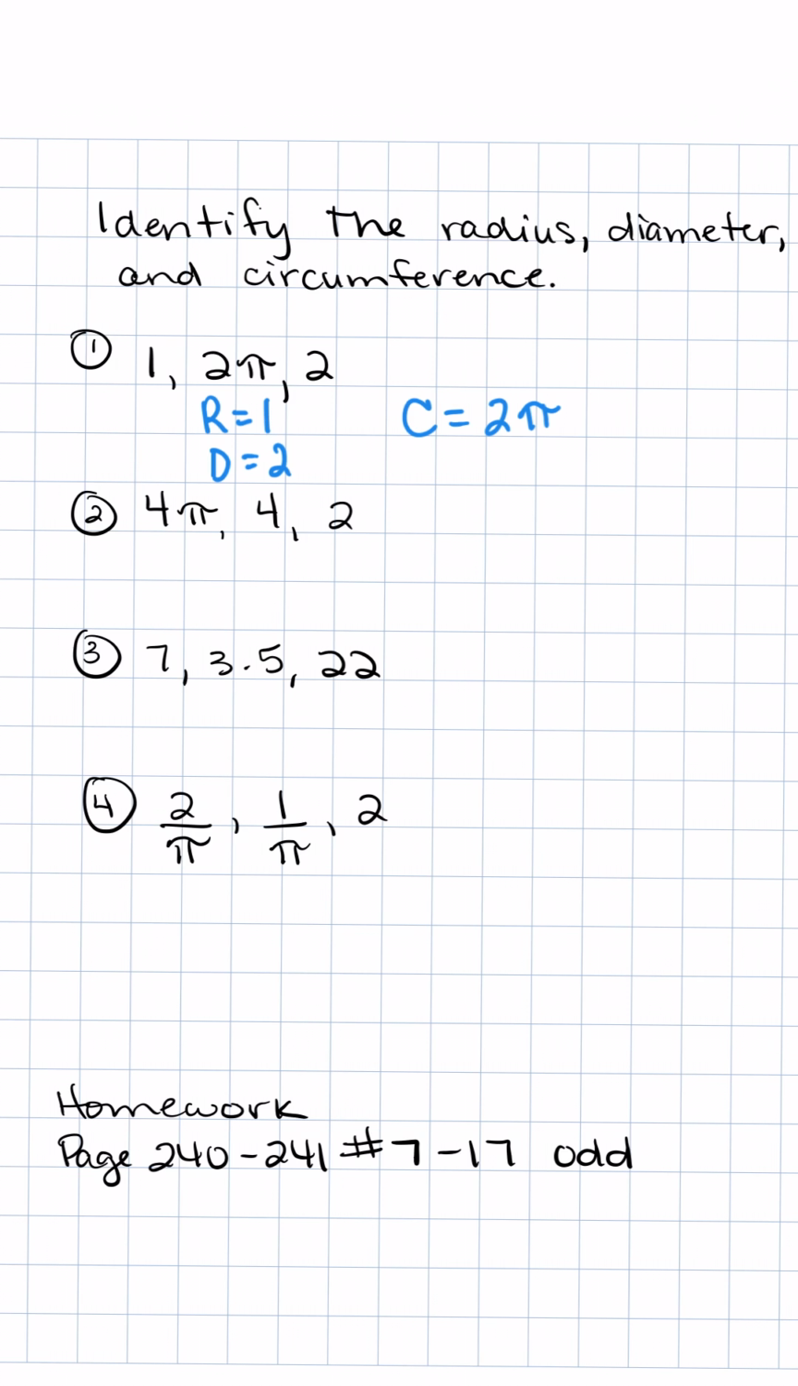Okay, so this next one, the radius is going to be 2. The diameter is twice as big, so that's 4. And the circumference equals 4 pi. See if you can figure out the next 2 on your own. Come back to me when you're done.